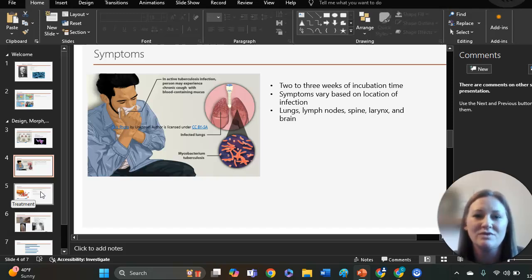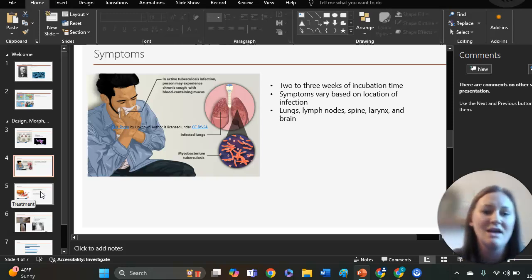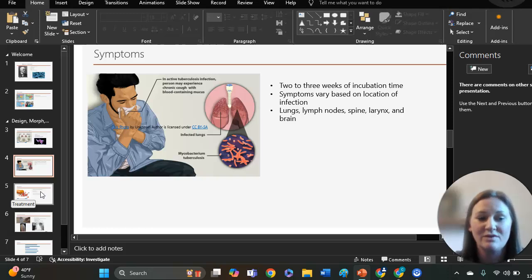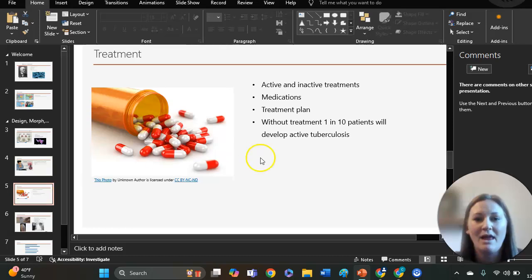The lymph nodes, you can have swelling into the skin, the spine, you can have back pain. The larynx can cause you to have a hoarse voice, and if you have tuberculosis in the brain, that can cause headaches and confusion.